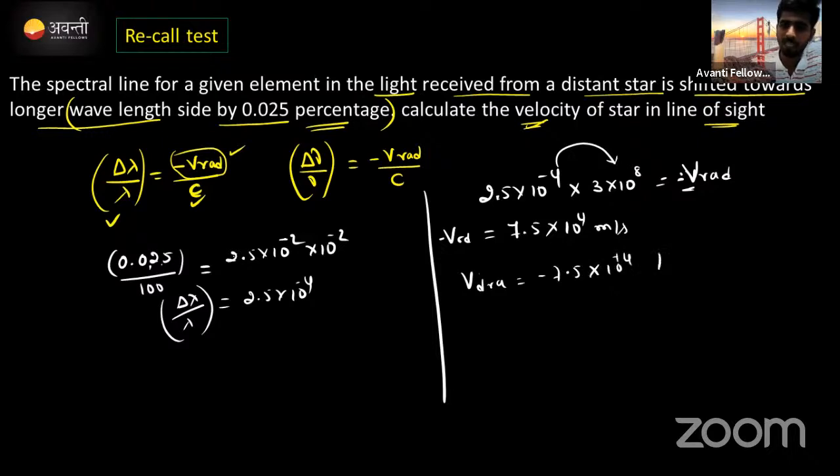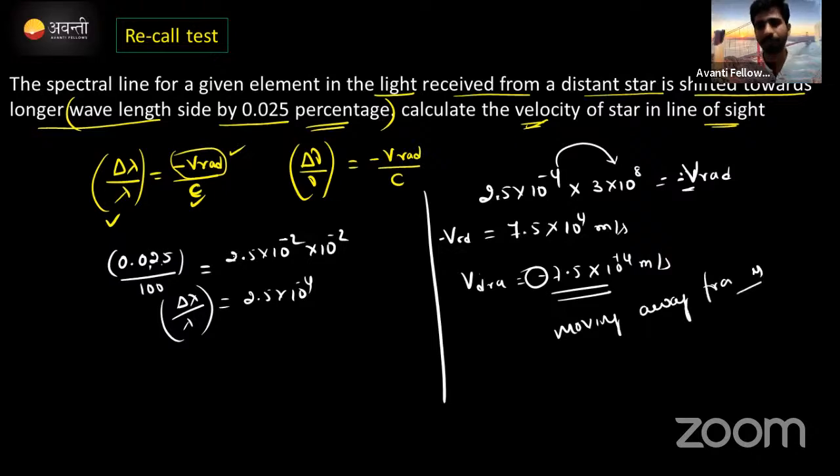Here, this negative sign indicates that the star or the source which is emitting the light is moving away from us.